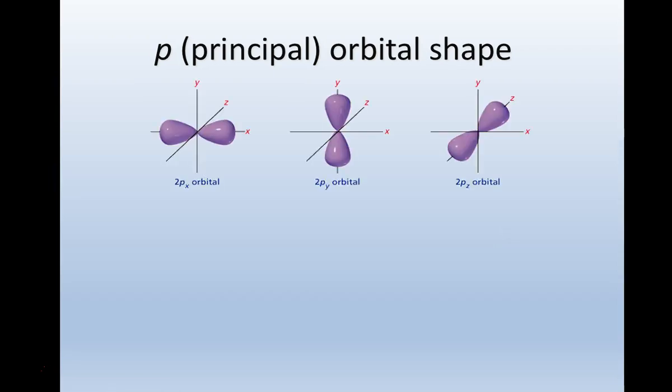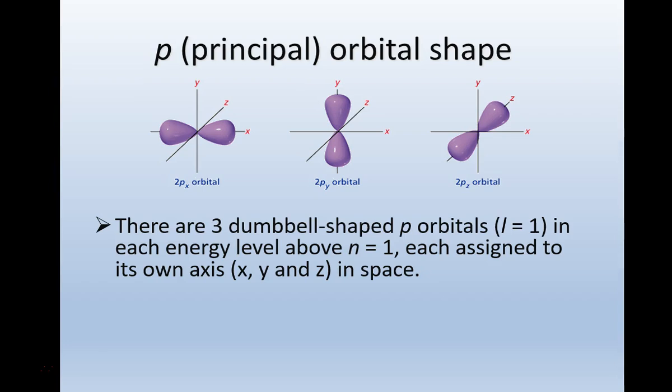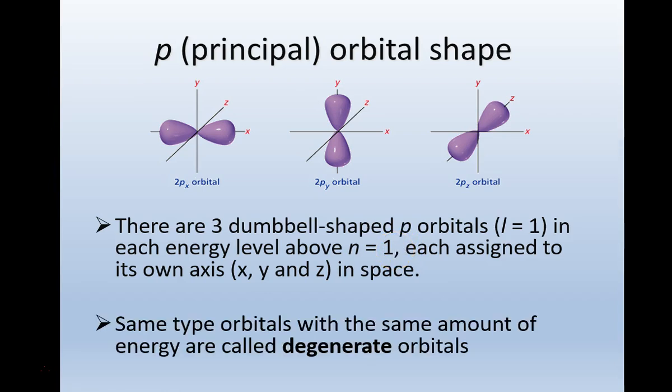The second shape of the orbital is known as the p orbital or principal, and that has the shape of a dumbbell. As you see over here, these are 3 dumbbells that are aligned to the 3 axes in the diagram, aligned to the x, the y, and the z. So therefore, there are 3 different p orbitals at energy levels, starting with energy level 2. Same type of orbitals with the same amount of energy are called degenerate orbitals. So the px, py, and pz are known as degenerate orbitals because they have the same amount of energy.